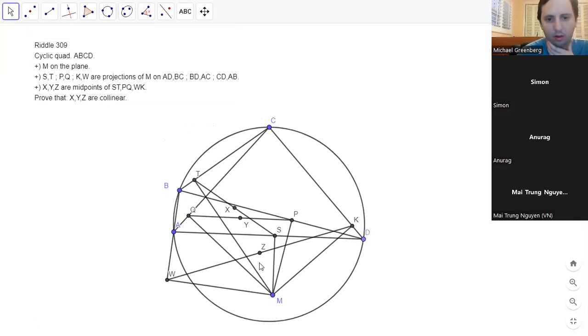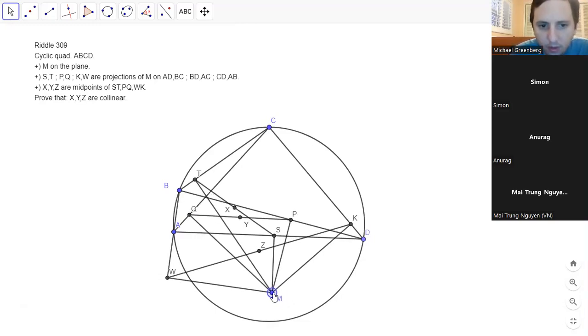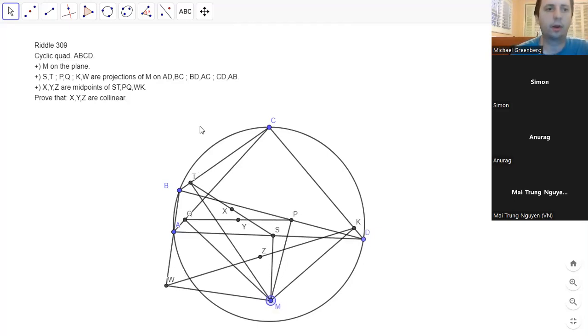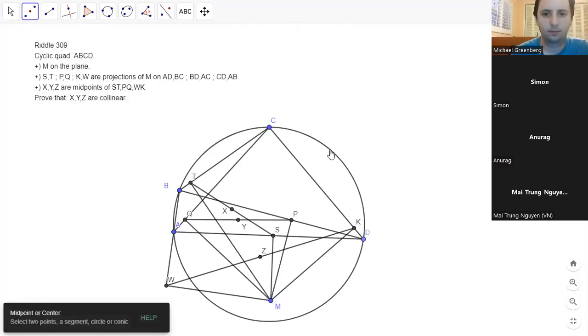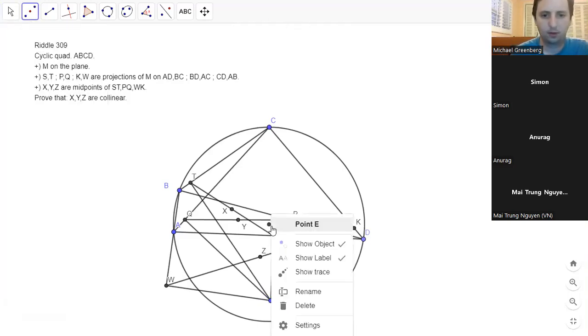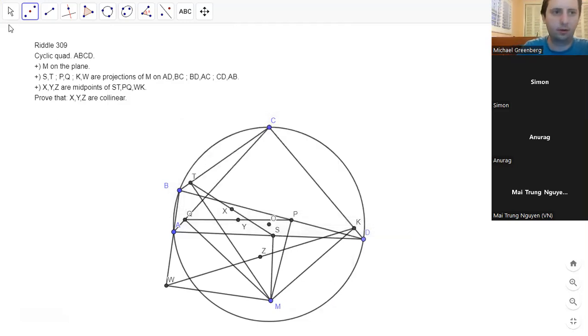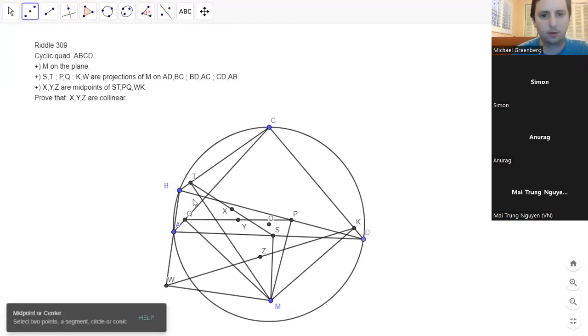I have an idea. Let O be the center of the circle inscribing ABCD. Okay, hold on one second. All right. Let's take the midpoint of AB and the midpoint of CD.